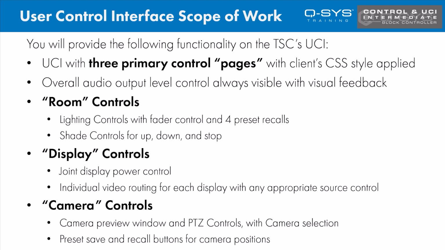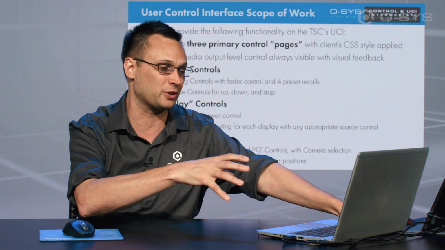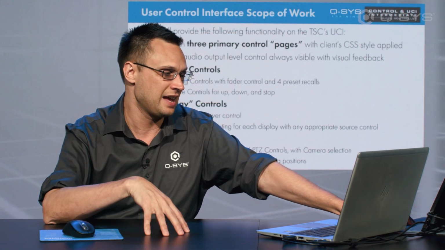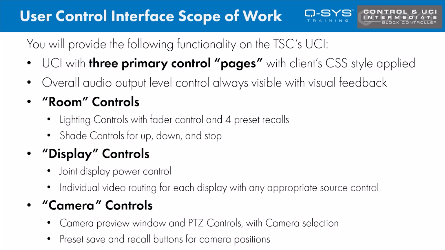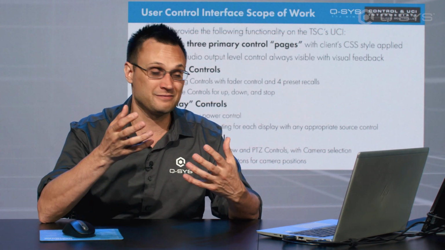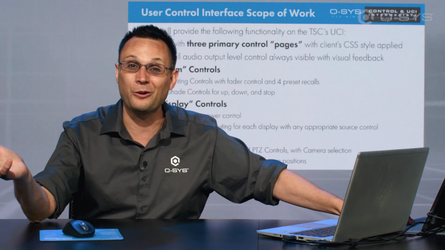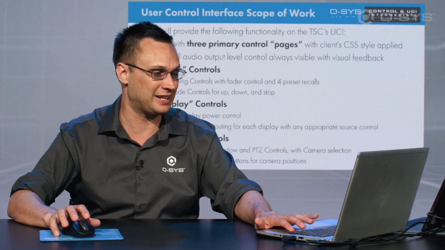On the display controls tab, we're going to have the ability to turn on and off the displays. We're going to be able to control the video routing so that we can bring any of the HDMI sources to either of the displays. And then we'll have a camera controls tab that will show the preview window for whichever camera is currently active, the ability to choose which camera is active, and we'll add preset save and recall buttons for the camera positions. So these are all really common things that you would want functionality-wise in a conference room. We're going to do them all with block controller. That's the name of the game here.